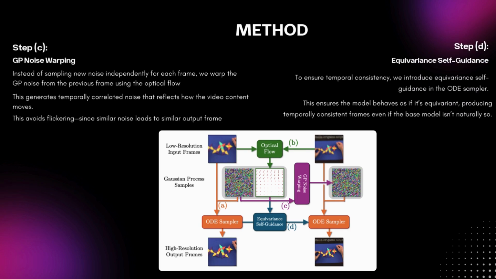In step C, instead of sampling new noise for each frame, we warp the existing Gaussian process noise from the previous frame using the optical flow. Since GP noise is smooth, this warping preserves the correlation between frames, which helps us in reducing flicker. In step D, to further enforce temporal consistency, we introduce equivariant self-guidance during the denoising process. At each sampling step, the model compares output from warped noise with the expected warped output and adjusts accordingly. Think of this as a correlation loop that minimizes warping errors and ensures that each frame aligns with the spatial motion dictated by the optical flow.